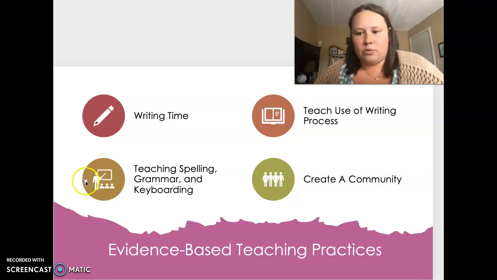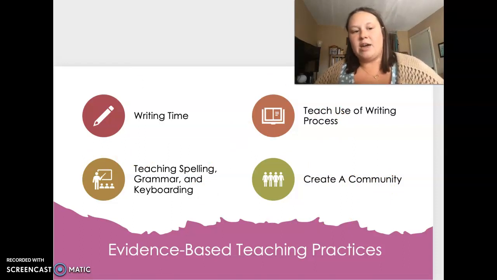So let's move on to the next one, create a community. We need to create an engaged community of writers. I personally have learned that students learn the best when they have connections and conversations about the knowledge that they're learning. So it's super important for us as educators to make situations for them where they can get feedback and give feedback through their writing process.